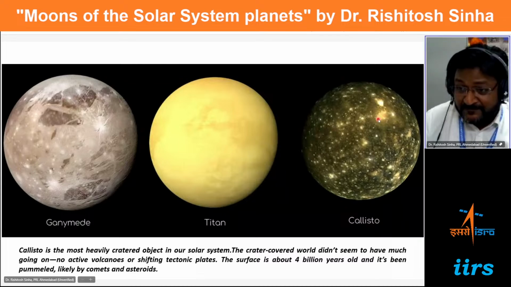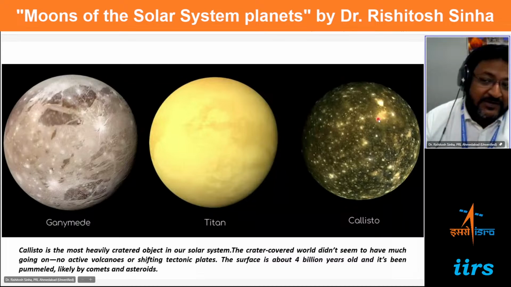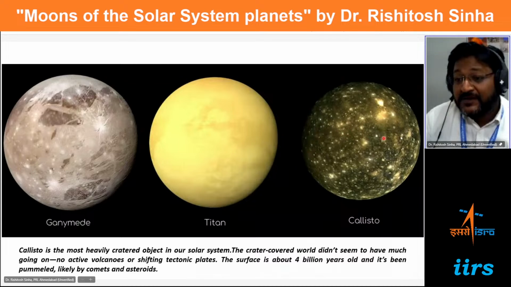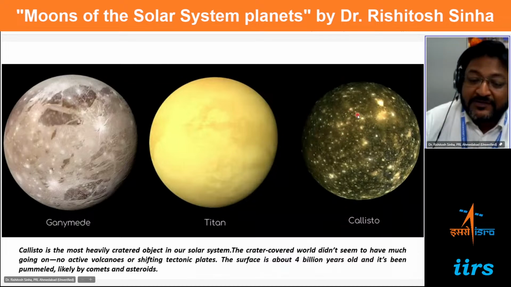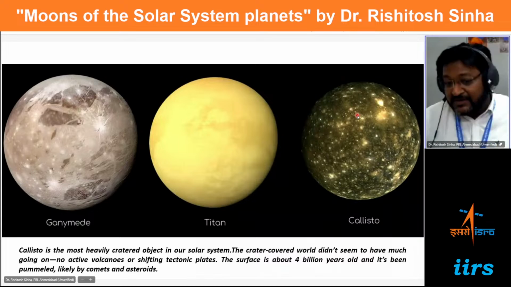Why? Because you will not get old surfaces on Earth. Earth has plate tectonics and so many other phenomena that old surfaces are replenished on Earth. So if you want to study old surfaces, Callisto is considered one of the very old surfaces in the solar system. The surface is 4 billion years old. So getting a surface which is 4 billion years old will definitely provide a lot of information about the processes that occur during the formation of the solar system.